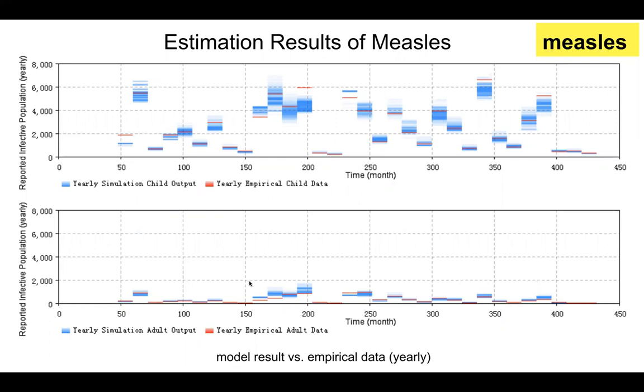So here these two figures show the particle filtering model's result and the empirical data set. The empirical data set is the yearly reported cases of the child age group and the adult age group. The upper one is the comparison between the particle filtering model's result, the blue bar plot, and the red line, which is the empirical data set of the yearly reported cases of the child age group. The lower one is the adult age group. This model divides the child and adult age groups at age 15. Also, we can see that the particle filtering model can accurately estimate the reported cases of both age groups.